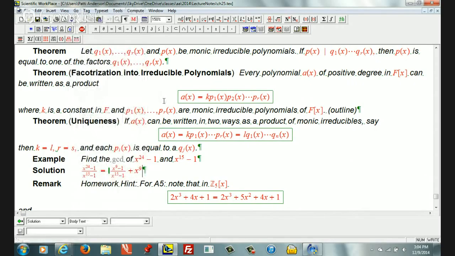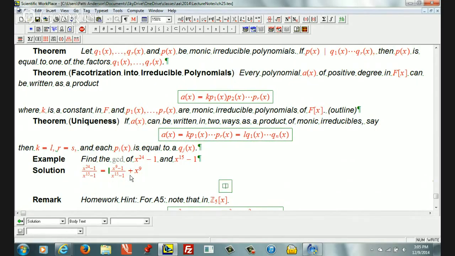We're allowed to use a calculator or some type of program for these problems. Yes, Scientific Workplace can do it. But what you need to do is write this using the division algorithm. That means x to the 24 minus 1 is equal to x to the 15 minus 1 times x to the 9, and then your remainder is going to be x to the 9 minus 1. You have to keep that.